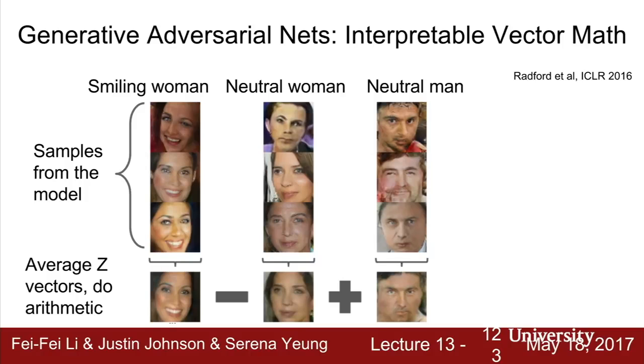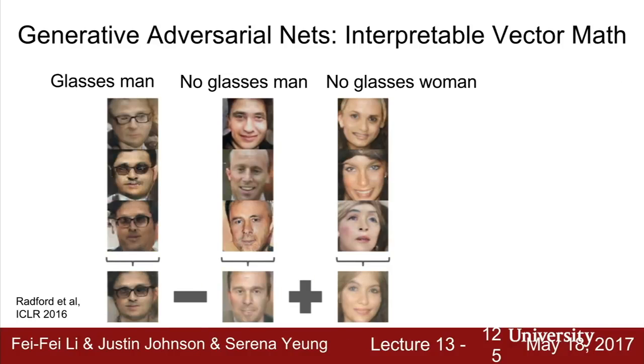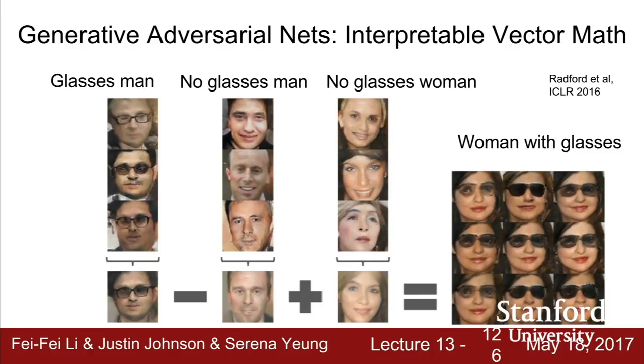If we take this mean vector for the smiling woman, subtract the mean vector for the neutral woman, and add the mean vector for the neutral man, what do we get? We get samples of smiling man. We take the Z vector produced there, generate samples, and get samples of smiling men. Another example is glasses man minus no glasses man plus no glasses woman, which gets women with glasses. So you can see that Z has this type of interpretability, and you can use it to generate some pretty cool examples.